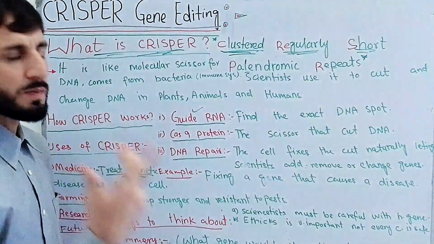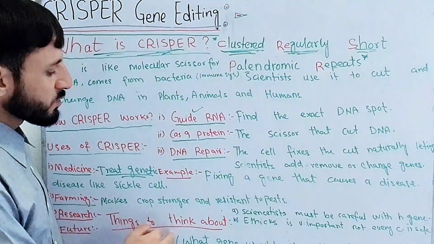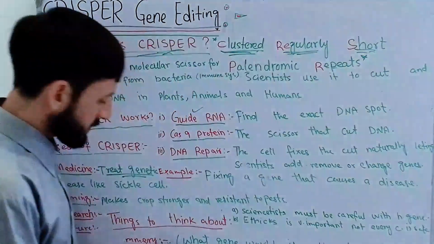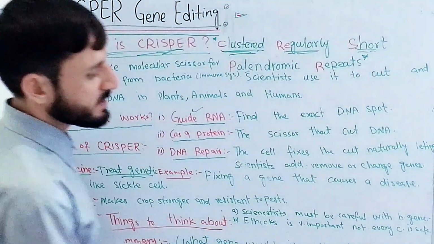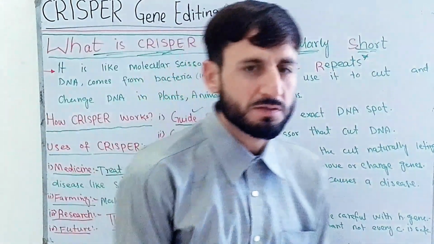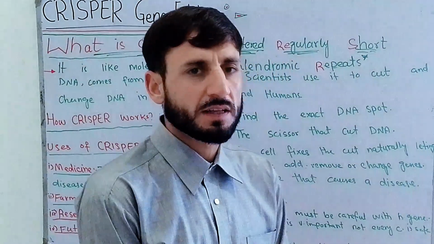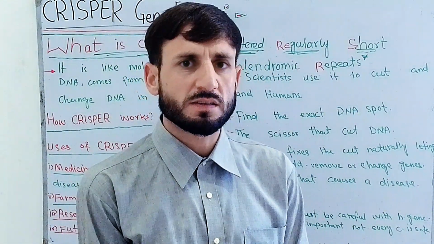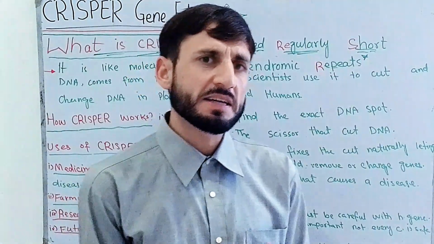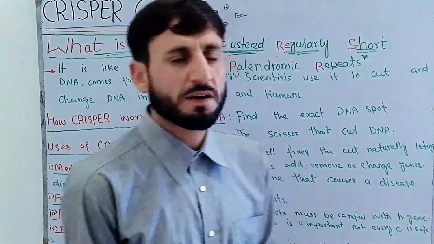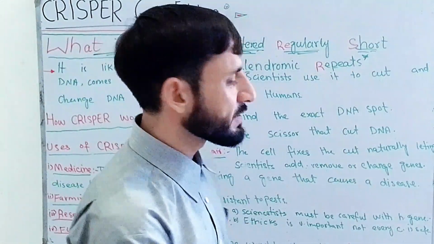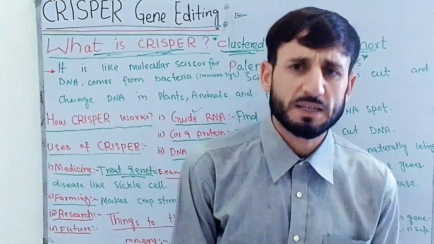While using CRISPR, there are things we have to think about, right? Number first, scientists must be careful with human genes. When scientists deal with human genes, they have to know the impact of the editing. Is there any negative impact? Scientists have to be very careful about it. Ethics is very important. Not every change is safe.